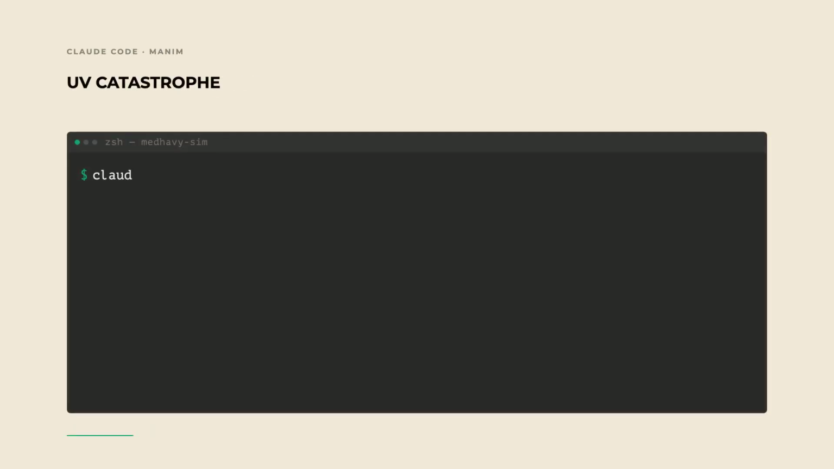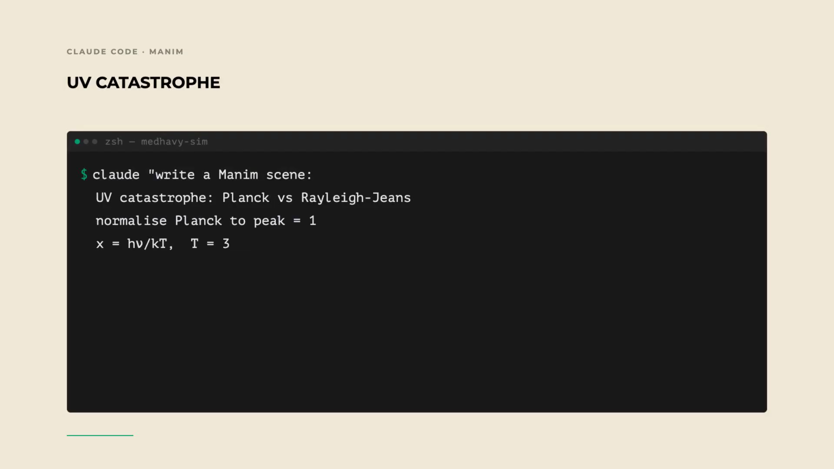Final segment. Prompt. Claude, write a Manim scene. UV catastrophe. Planck versus Rayleigh-Jeans on the same axis. Normalize so Planck peaks at 1. X-axis is h nu over kT, T equals 3000 Kelvin. Specify the normalization explicitly. Otherwise, the curves live on different scales and the comparison tells you nothing.